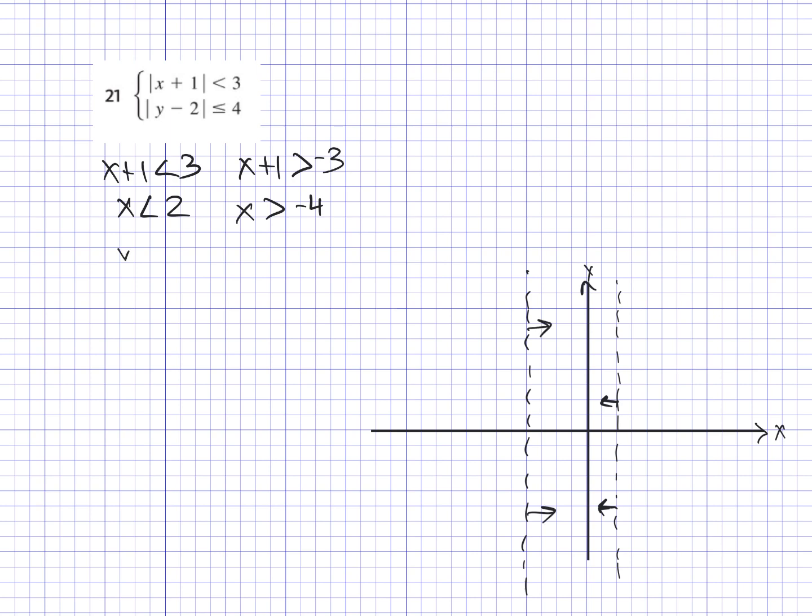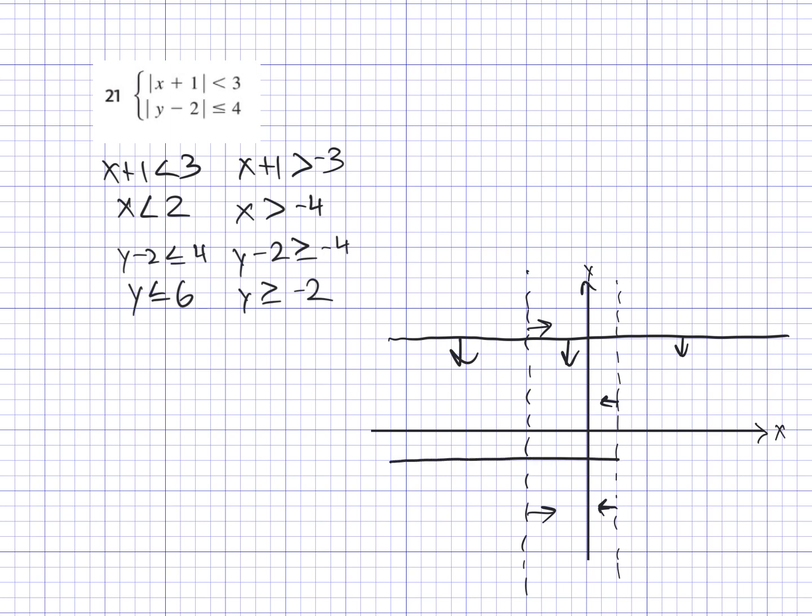Okay, and then we have the y's. So y minus 2 is less than or equal to 4, and y minus 2 is greater than or equal to negative 4. So y is less than or equal to 6, or y is greater than or equal to negative 2. So 6 and it's equal, so it's going to be a solid line. Less than means it's shaded below. And greater than negative 2 and equal to, so it's a solid line, goes up. So where is our shading? It's where everything's overlapping. So that would be where our answer is.